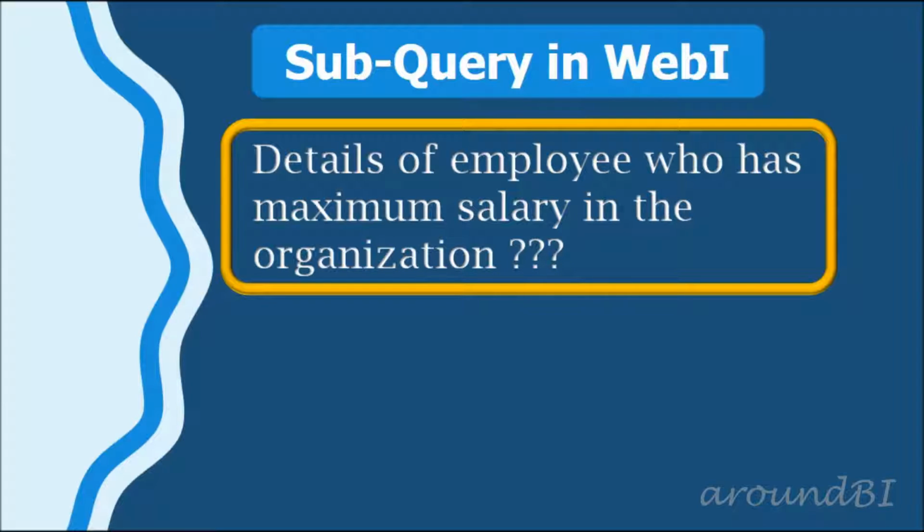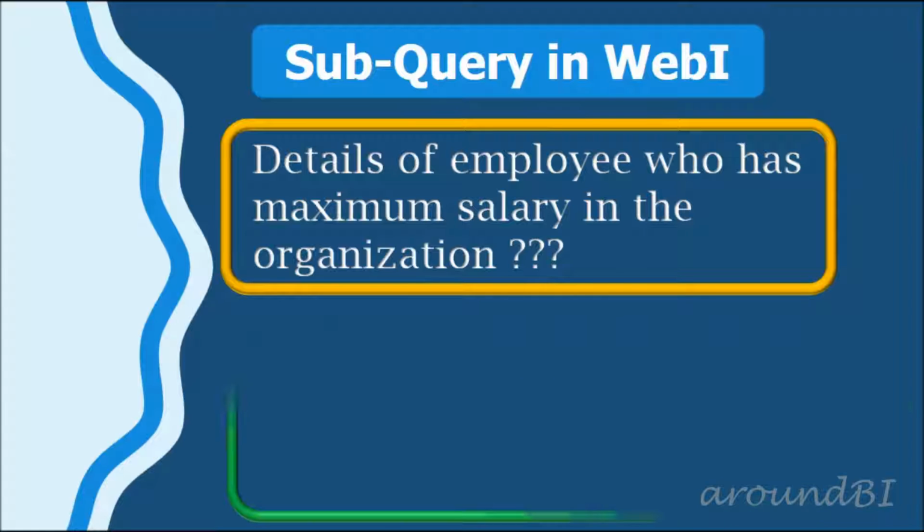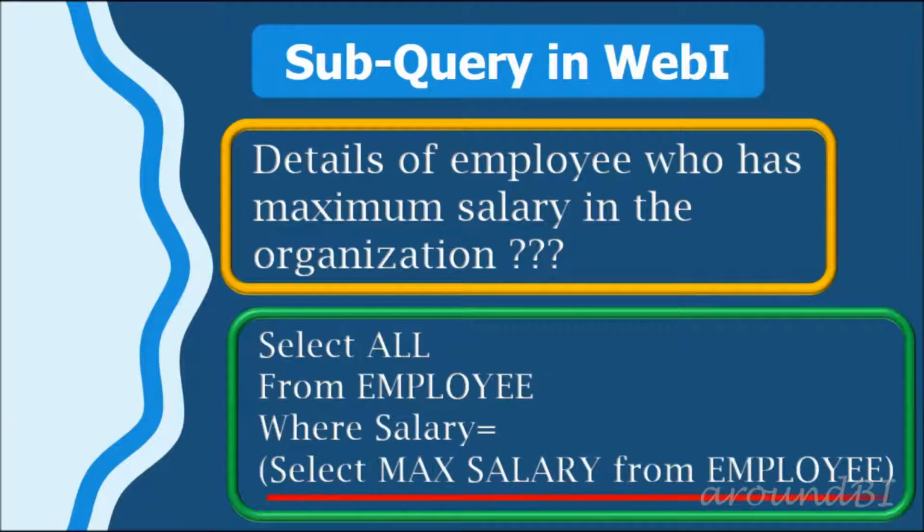Find details of employees who have the maximum salary in the organization. We start writing logic as select all from employee table where salary is max salary. And then we expand this query as select all from employee table where salary is equal to select max salary from employee. Since we do not know the value of max salary, we are using another query to get that, and then we are passing that output as input to the next query. So we can say that subqueries allow us to use the results of another query in the outer query.